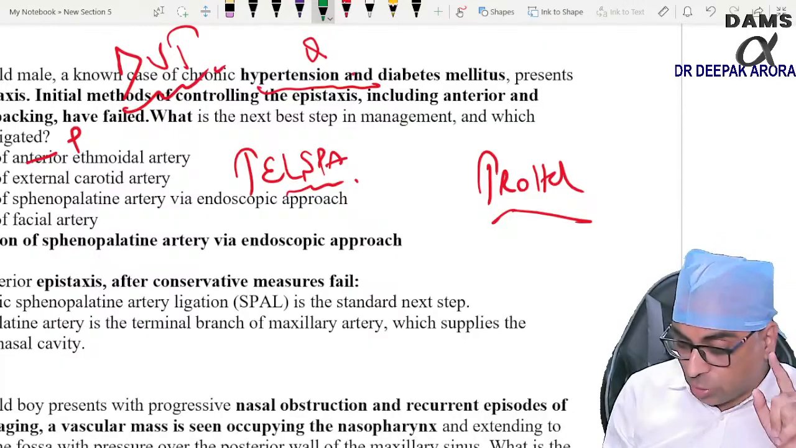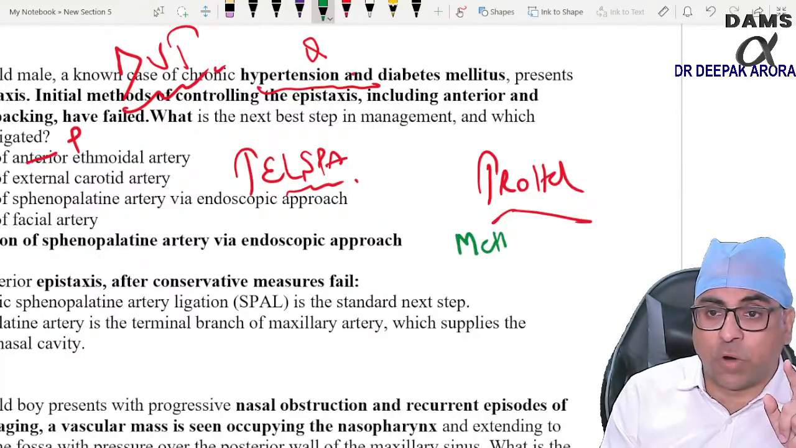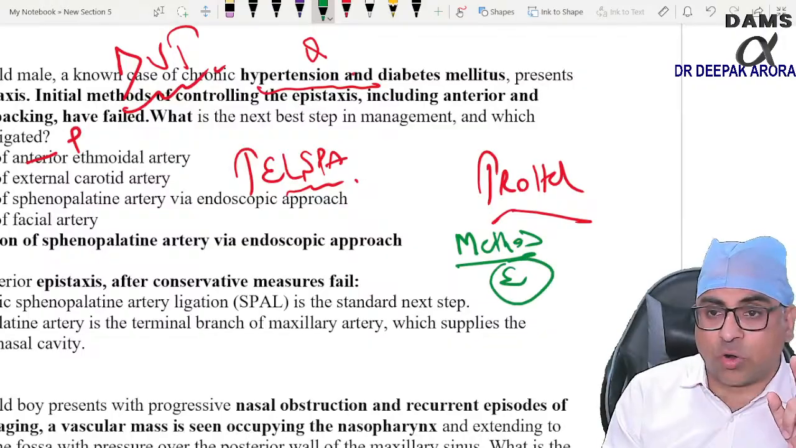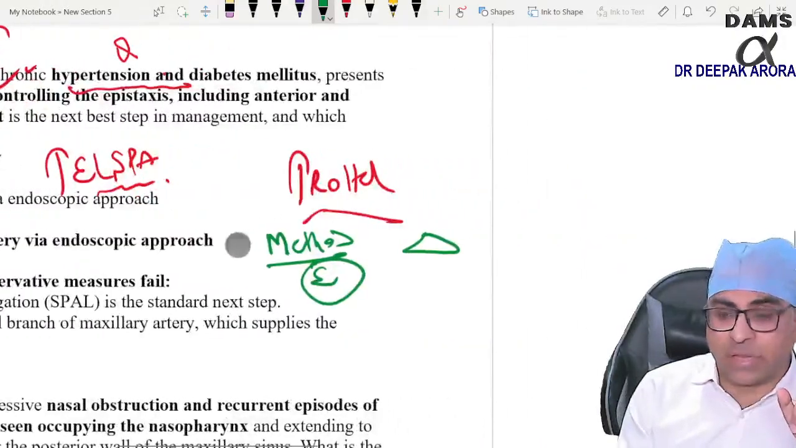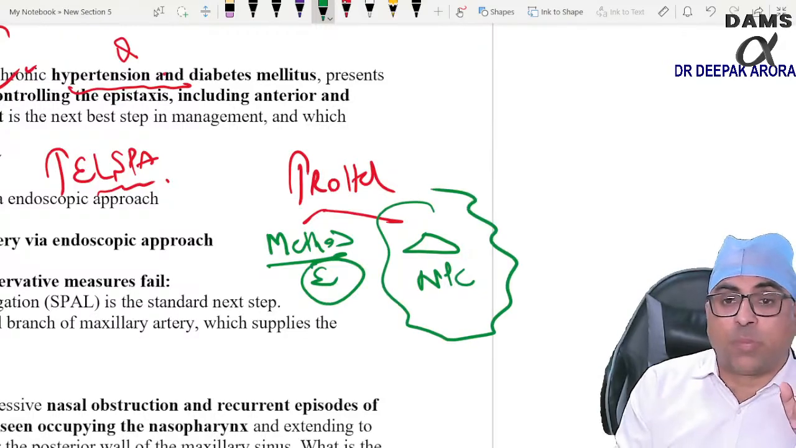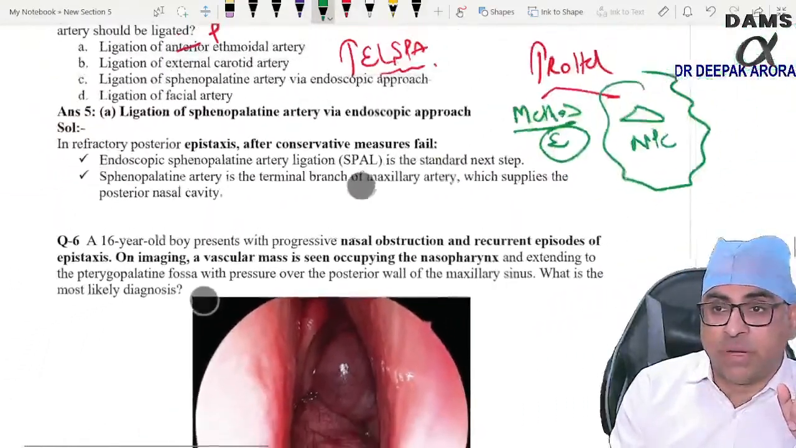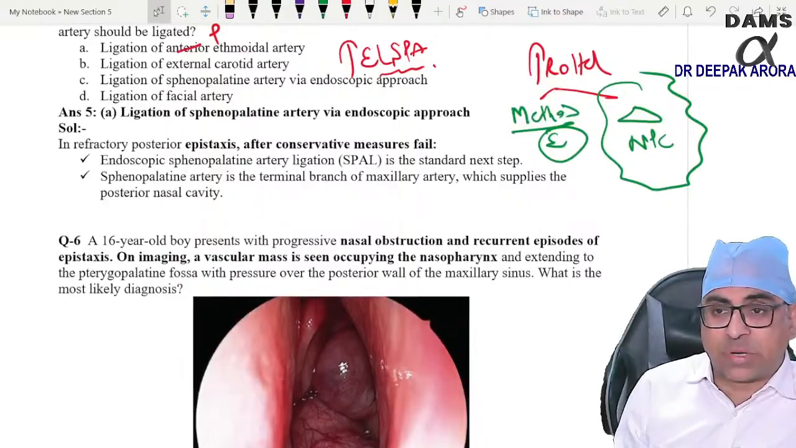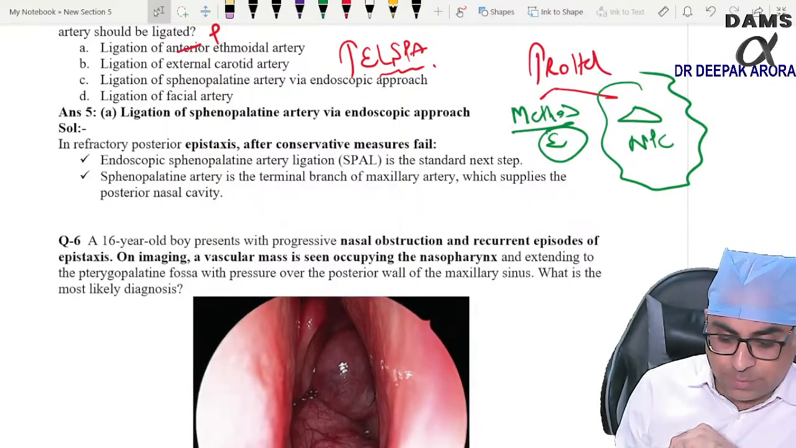Is it clear? Trotter's method is for epistaxis. Trotter's triad, that is your 5th and 10th nerve palsy, nasopharyngeal carcinoma, favorite topic of Central Institute. So answer will be Trotter's method, epistaxis, Trotter's triad, nasopharyngeal carcinoma. Clear?